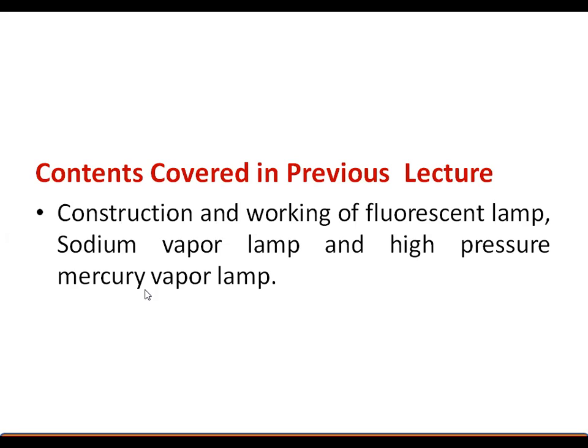The next one, the high pressure mercury vapor lamp. In the high pressure mercury vapor lamp, the pressure is 2 to 3 times atmospheric pressure, whereas the low pressure mercury lamp is called the fluorescent lamp. Its pressure is less than atmospheric pressure, 2.5 mm of mercury. Here argon gas is used. In the sodium vapor lamp, neon gas is used. During starting, the neon gas gets discharged and it emits pink light.